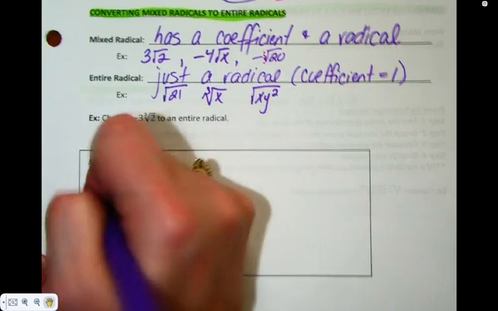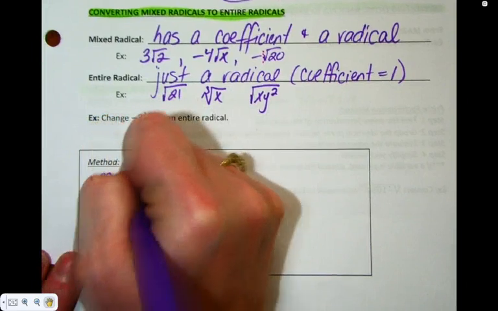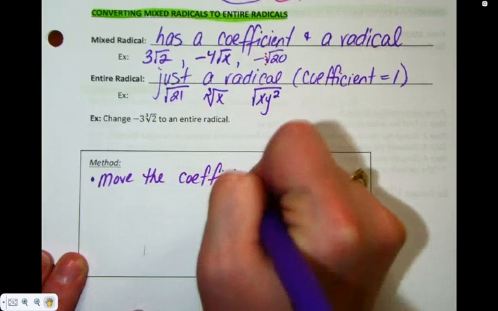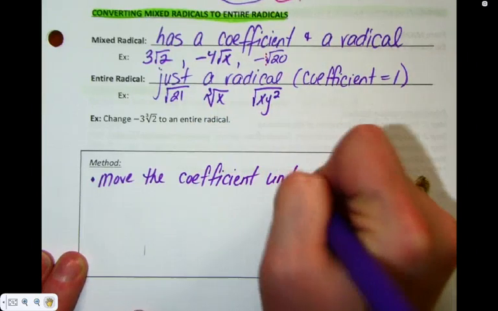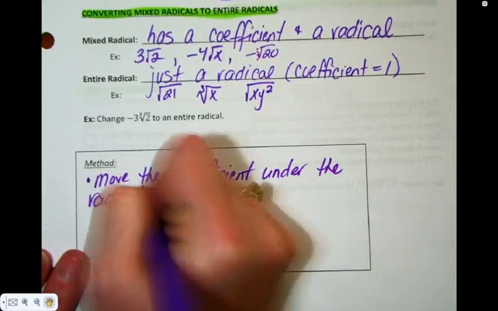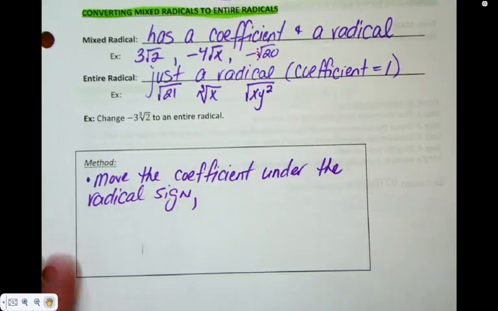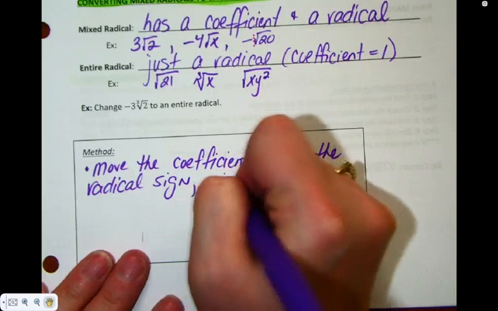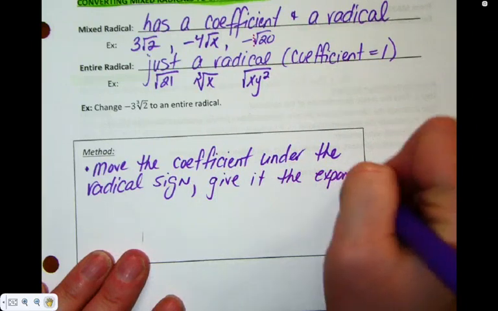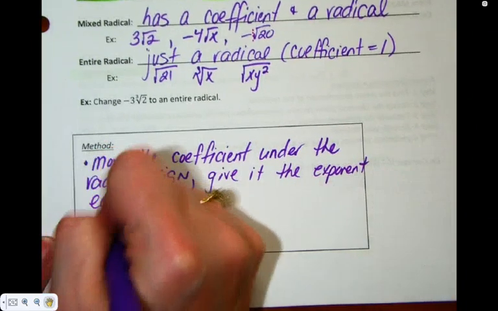Method first. Move the coefficient under the radical sign. Give it the exponent equal to the index.